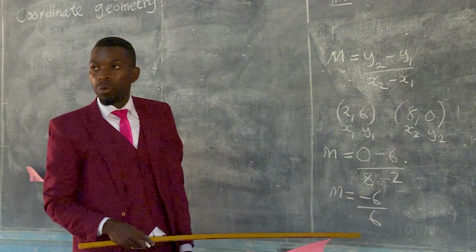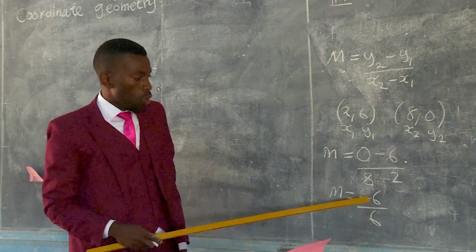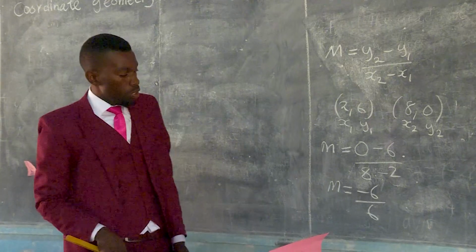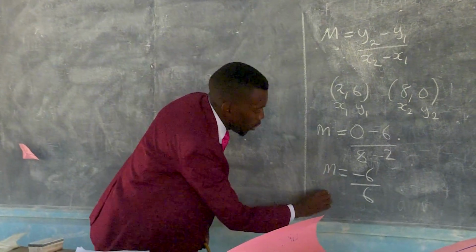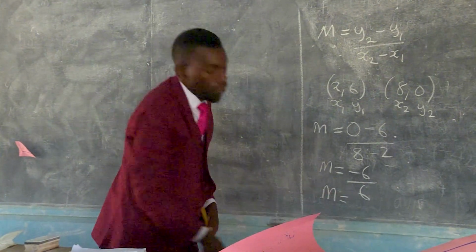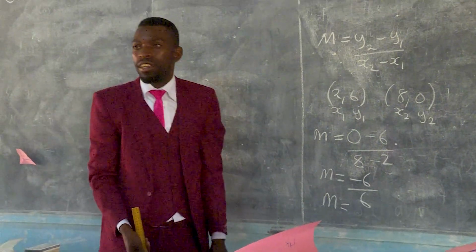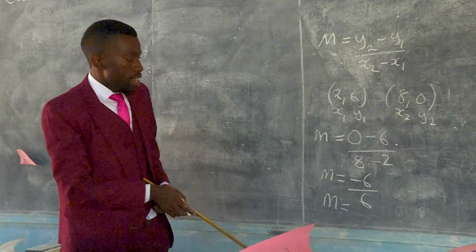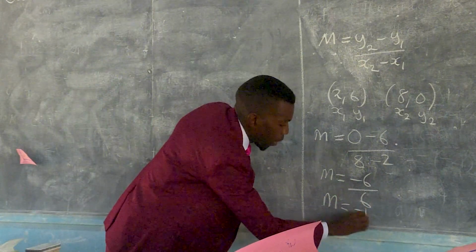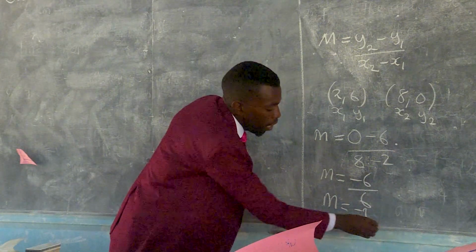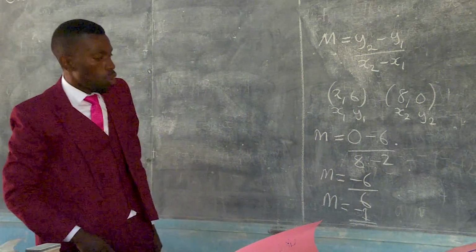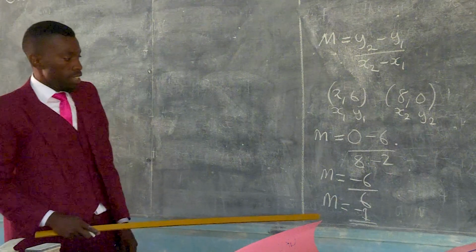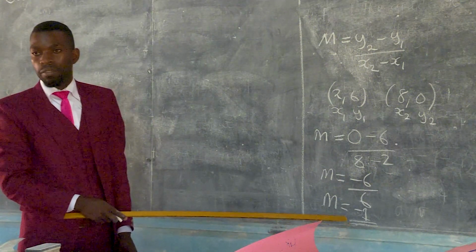Meaning that we can divide that. Yes. So negative 6 divided by 6. What do we get? Yes, John. Negative 1. So that will be our gradient. So line AB, our gradient is negative 1.